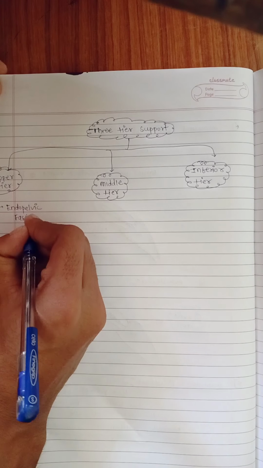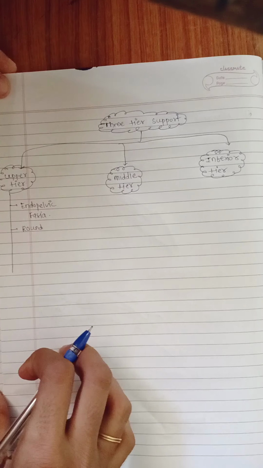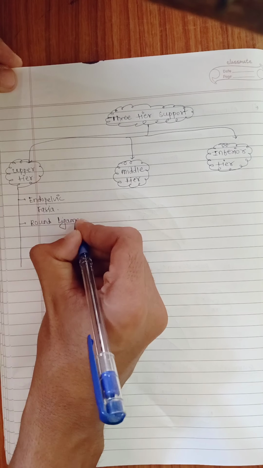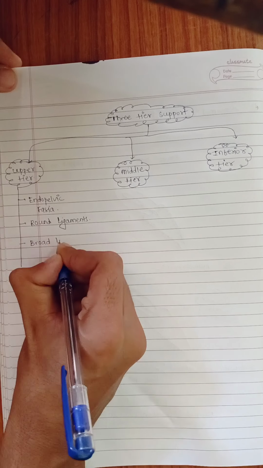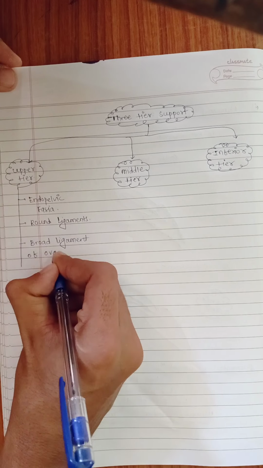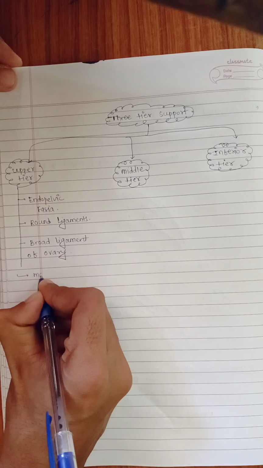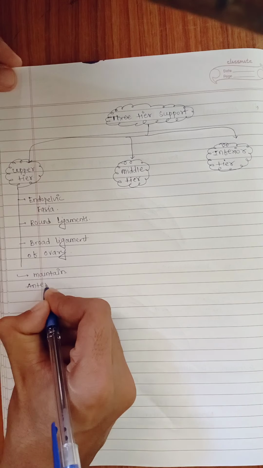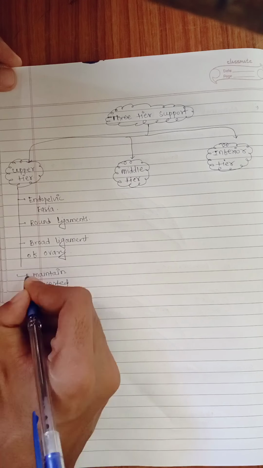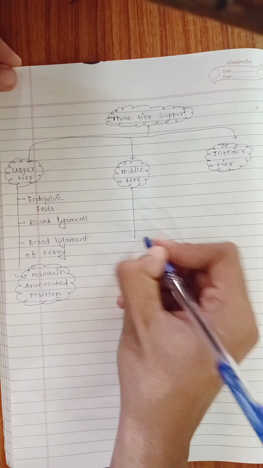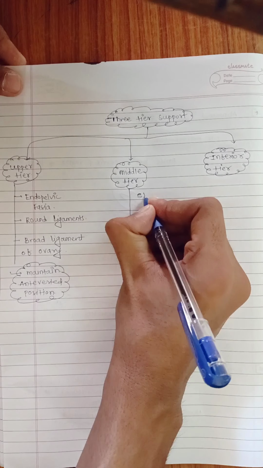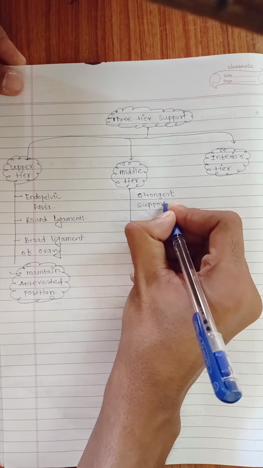So what consists of the upper tier? First is the endopelvic fascia, or the pelvic fascia around the uterus. Second is the round ligament. Third is the broad ligament. This makes the upper tier of the support. And what is its main function? It maintains the anteverted position of the uterus. Remember, the anteverted position of the uterus.